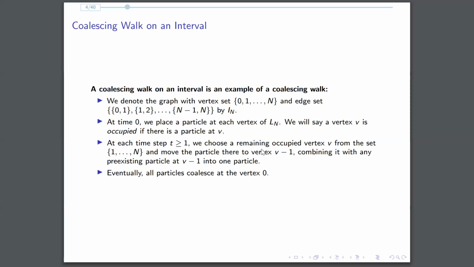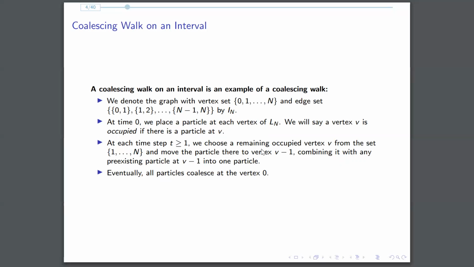A particular example of a coalescing walk is the coalescing walk on an interval. The idea is as follows. We're given a graph with a vertex set consisting of vertices 0, 1, all the way up to n, and an edge set consisting of the pairs 0,1; 1,2; all the way up to n minus 1, n. Note that the vertex n is not connected to the vertex 0 by an edge.